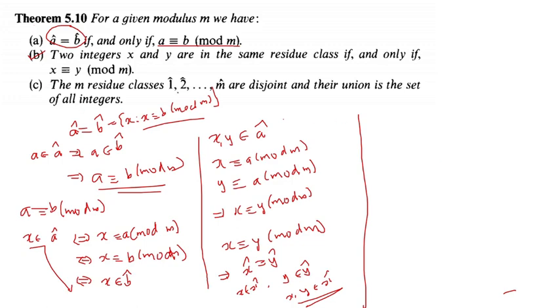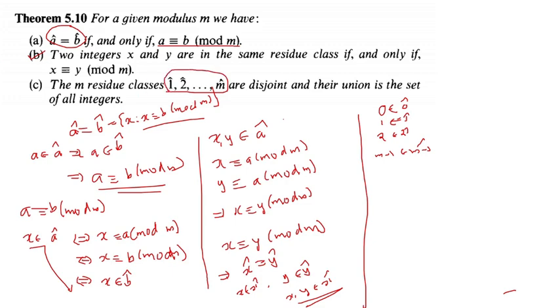The M residue classes 0 cap, 1 cap, etc., M minus 1 cap are disjoint and their union is the set of all integers. We know that 0 belongs to 0 cap, 1 belongs to 1 cap, 2 belongs to 2 cap, etc., M minus 1 belongs to M minus 1 cap. Here 0, 1, 2, etc., M minus 1 are all distinct elements and they are incongruent modulo M. Therefore, 0 cap, 1 cap, etc., M minus 1 cap are disjoint.